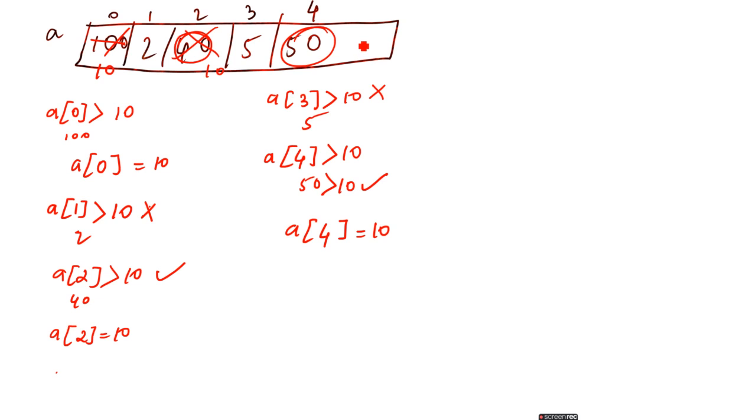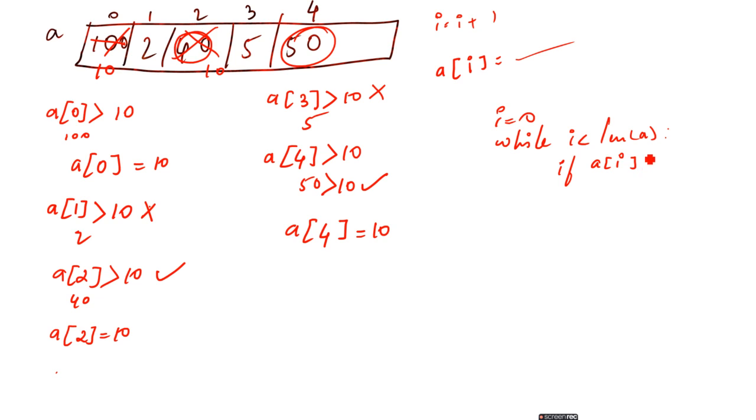Suppose we want to change the index value, we can write I equal to I plus 1, like that. If we want to change the value of a particular index, we can write a of I equal to the value. So while we are writing the program code, we write I equal to 0. Then we write while I less than length of a. Then here we write the condition if a of I is greater than 10. If the condition is true, we change the value: a of I equal to 10. Then we increment the value of I equal to I plus 1.